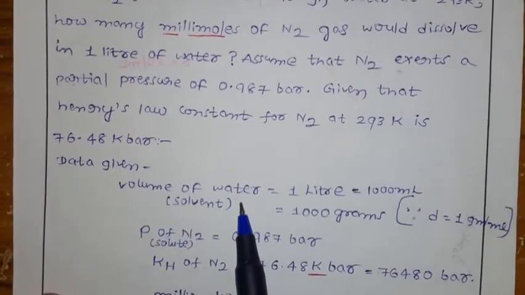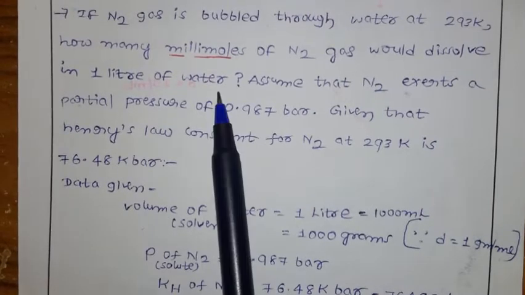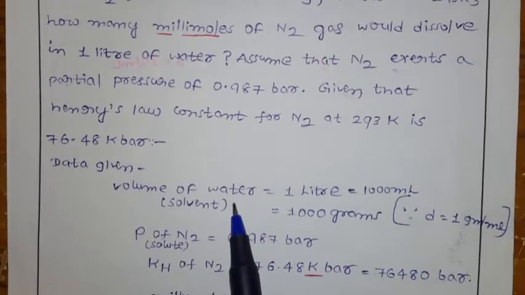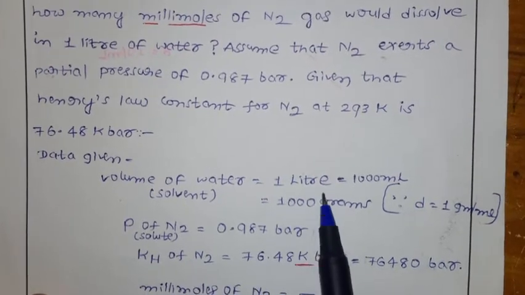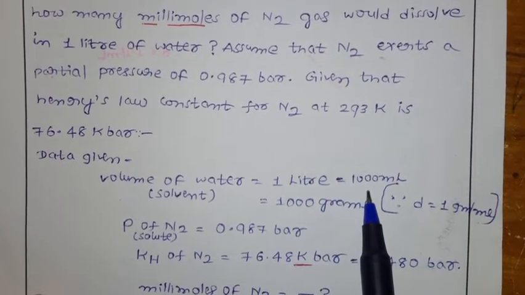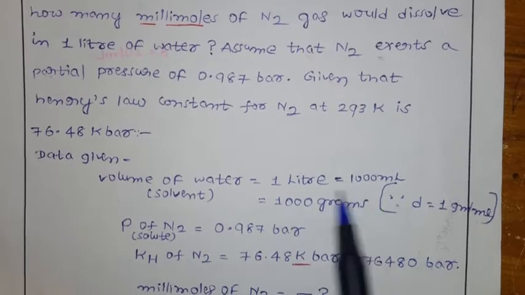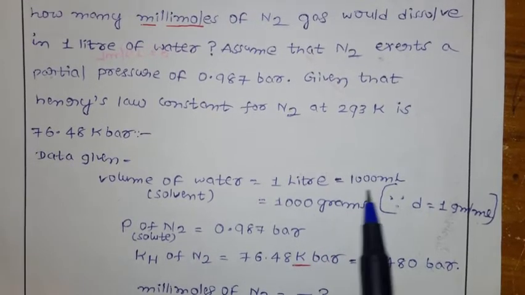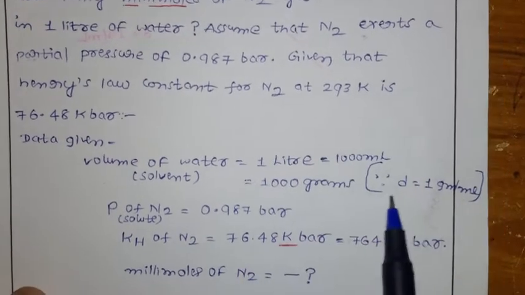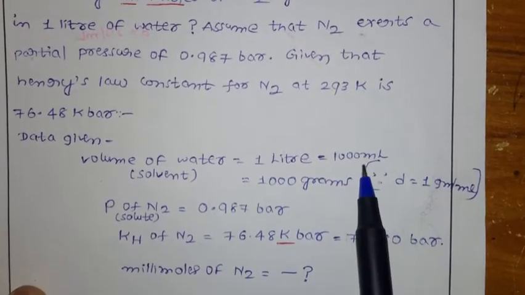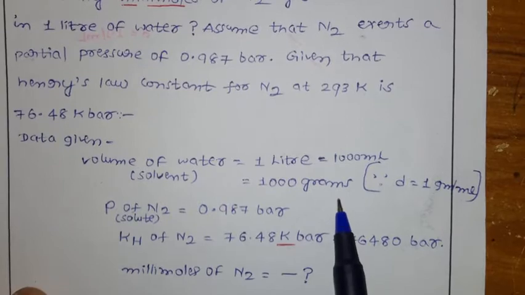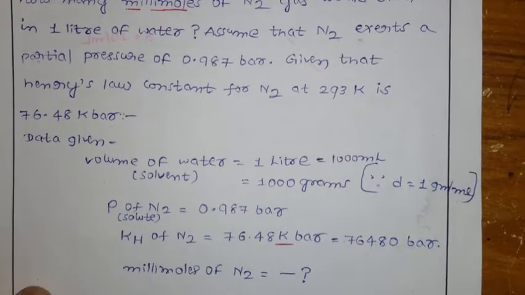Now let us see the data given and what they are asking. Volume of water, how much is given here? 1 liter of water is given, and this is the solvent. You know very well 1 liter is 1000 ml, because we already discussed unit conversion. 1 liter equals 1000 ml. The density of water is 1 gram per ml, so instead of 1000 ml you can simply write 1000 gram.